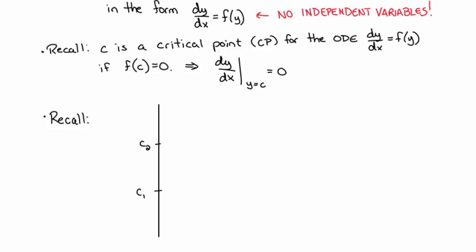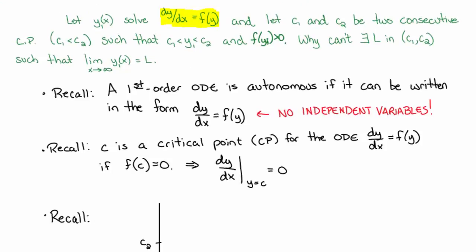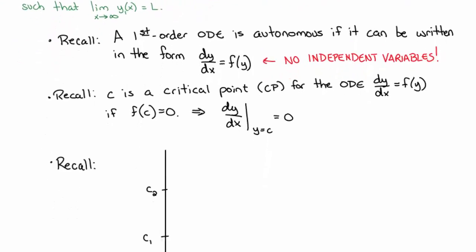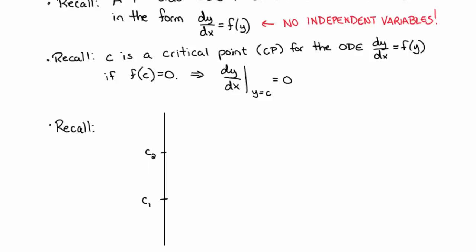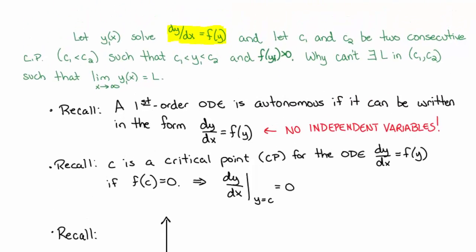What you're visualizing here is the y values that exist. We know that c1 and c2 are critical points for our differential equation. Where c1 is less than c2, you can see on this axis that this is the case. I'm going to put the up arrow there. Since these are critical points, whenever we plug c1 into the right-hand side of this highlighted differential equation, it tells us that the derivative of y with respect to x is going to be 0.